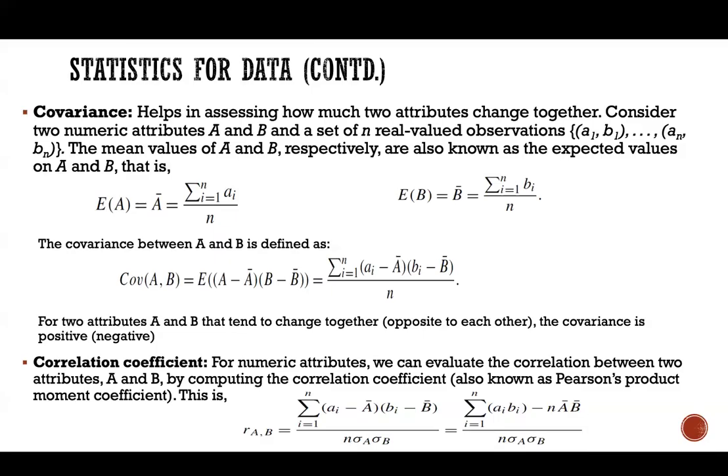Now, the correlation coefficient is very closely related to covariance. Again, for numeric attributes, we can capture the correlation between two variables and calculate what we call a correlation coefficient. It's also called Pearson's product moment coefficient. As you can see, this formula is very similar to the covariance formula, except in the denominator we are also multiplying the standard deviation of A and the standard deviation of B. Otherwise, the numerator is identical. So that's the correlation coefficient. And this value, again, can have positive and negative values, and depending on that, we can determine whether the two attributes are moving in the same direction or the opposite direction.